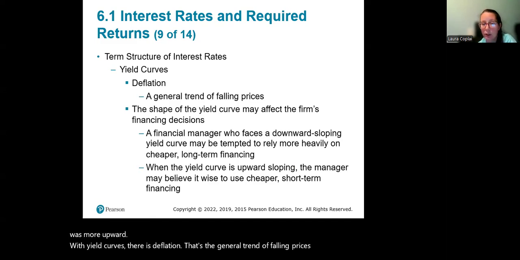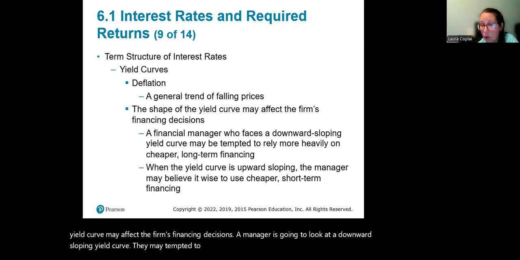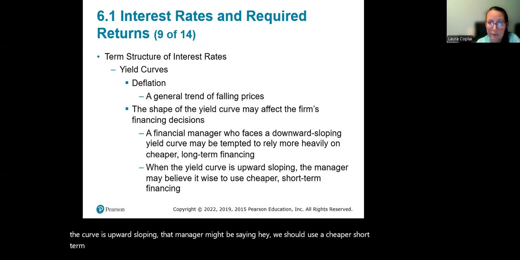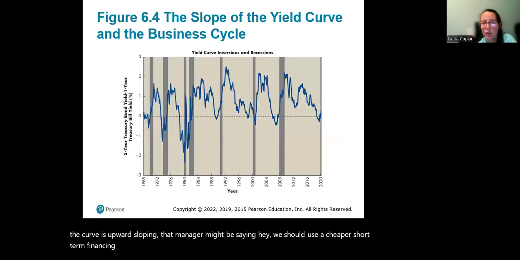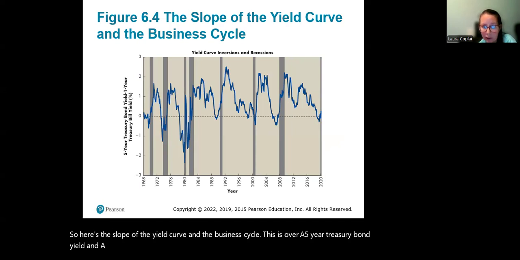So the shape of the yield curve may affect a firm's financing decisions. A manager is going to look at a downward sloping yield curve. They may tend to rely more heavily on cheaper long-term financing. If the curve is upward sloping, that manager might be saying, hey, we should use a cheaper short-term financing method. So here's the slope of the yield curve and the business cycle. This is over a 5-year Treasury bond yield and a year Treasury bill yield.